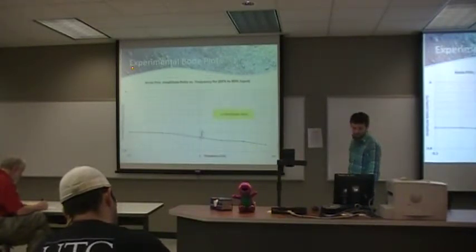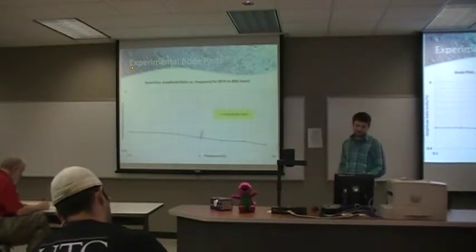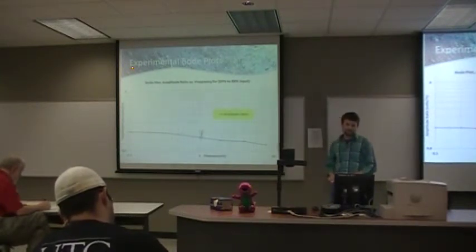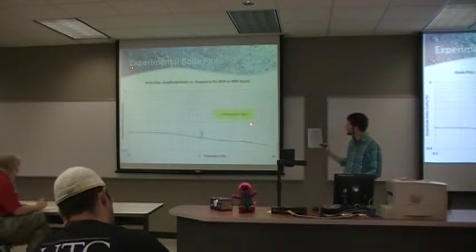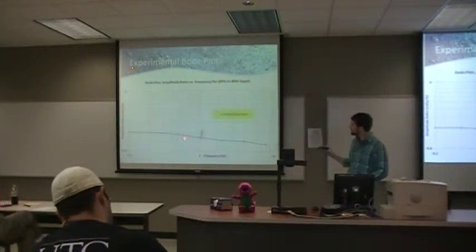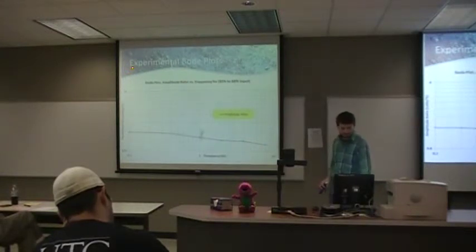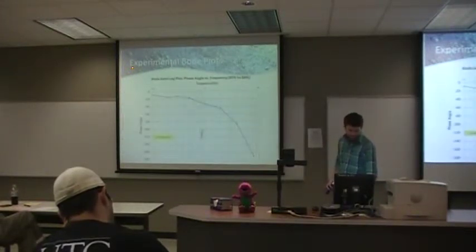To create our Bode plots, here we have the amplitude ratio versus frequency for the previous slide, 85 to 88% input. It starts at about 1 and looks kind of linear as it falls. Here we have the phase angle versus frequency. Again, it starts kind of linear and then it quickly drops off.